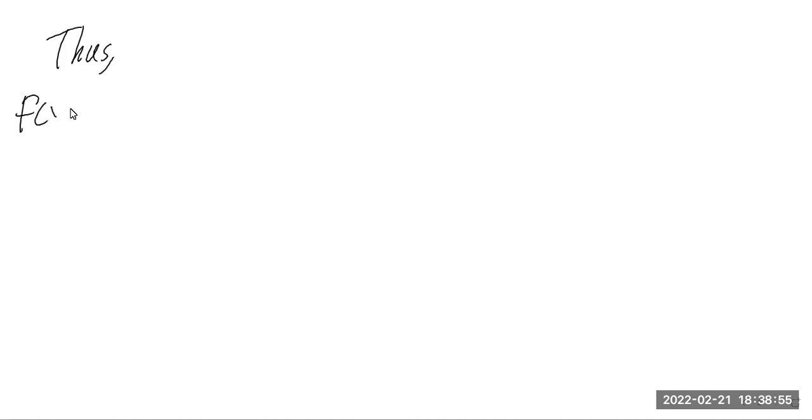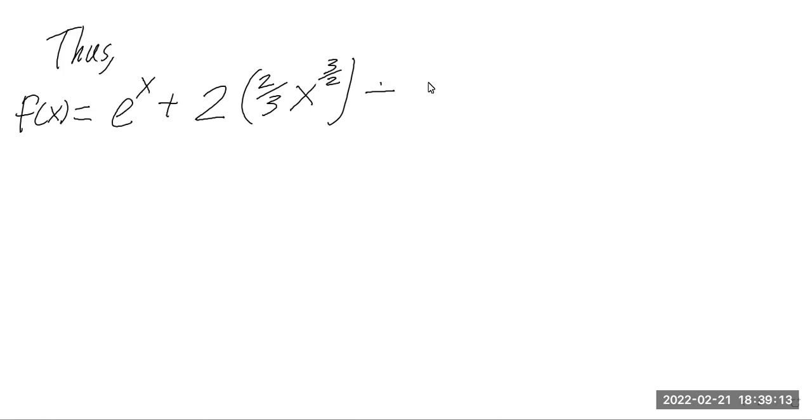Thus, f, the general f, is going to be the sum of all these antiderivatives. For the first one, I got an e to the x. For the second one, I got a 2/3 x to the 3/2. For the last one, I got a sine x. And this is the important thing whenever you're doing an antiderivative problem. When you're finding a general antiderivative, you always have to add c, a general constant.